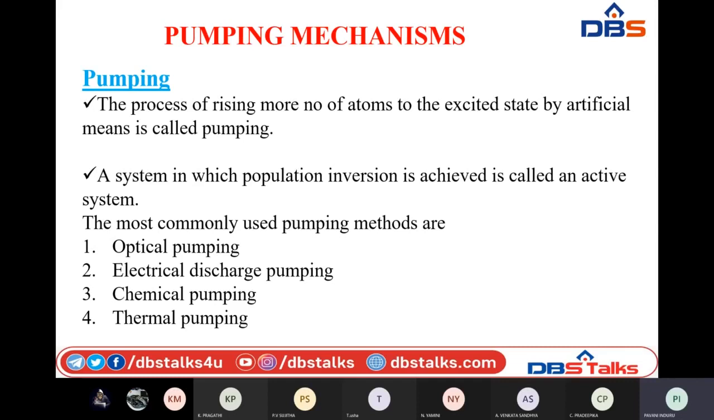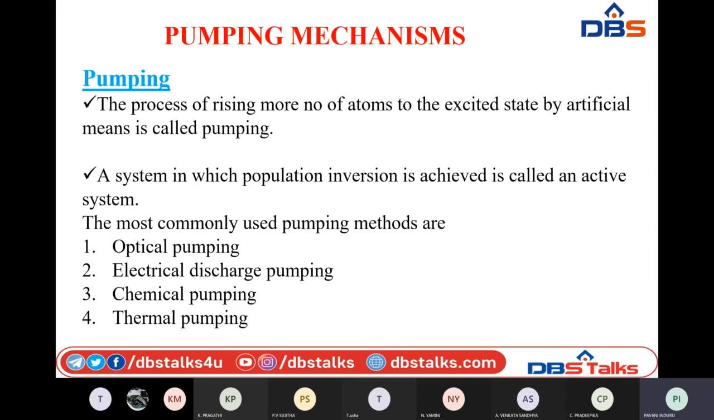So the active system consists of many active centers in it. That means whenever some external energy is supplied to the atoms or molecules or ions present in the active system, they absorb that energy and they are excited to higher states. That kind of system is nothing but an active system.